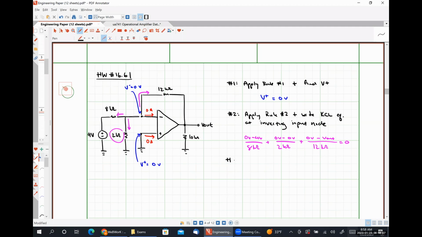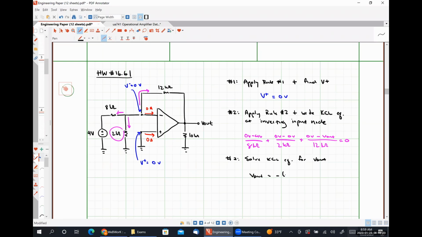And our last step is simply to solve our KCL equation for V out. And with a trivial amount of algebra, we are going to find that V out is equal to, let's see, 4 times negative 12 over 8. So that's 4 times 3 over 2, negative 6 volts. And if you want to verify that, by all means, throw our full KCL equation into your numerical solver.